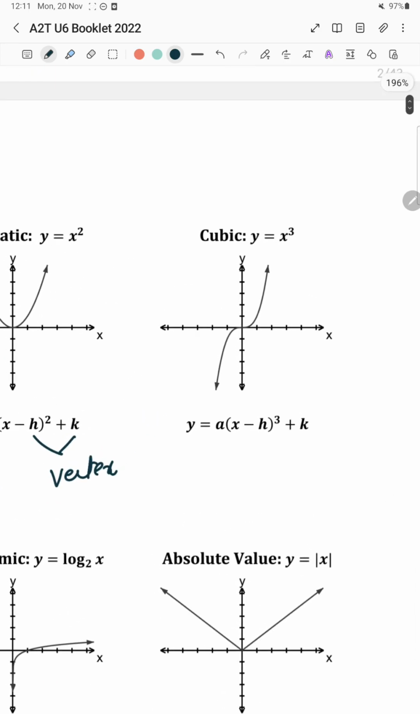Cubic function y is equal to x cubed is the cubic function, where a means shape, vertical reflection, vertical compression over x, and h and k mean the center or vertex.